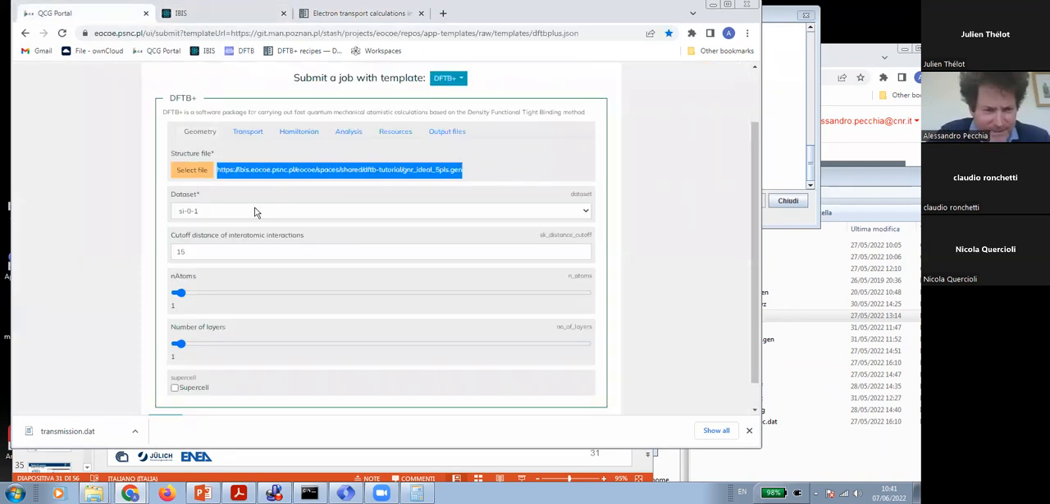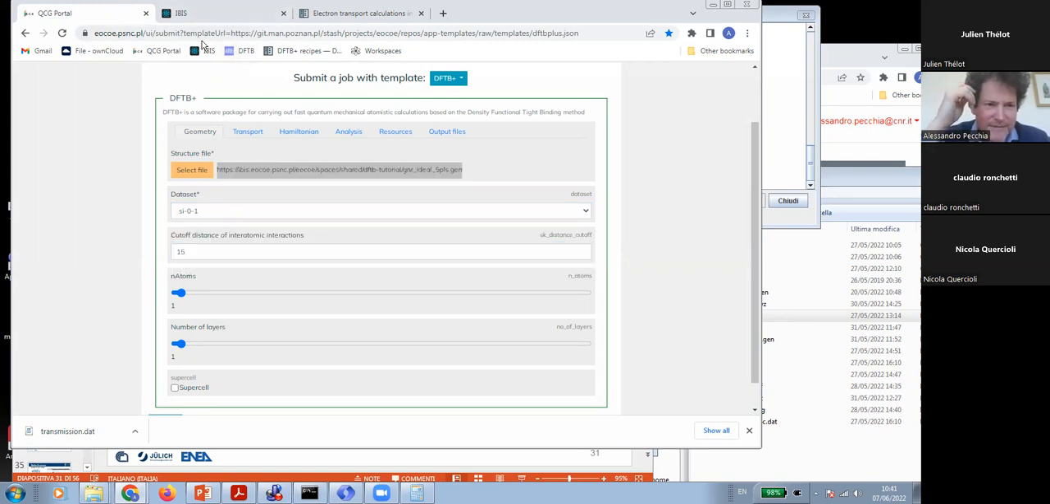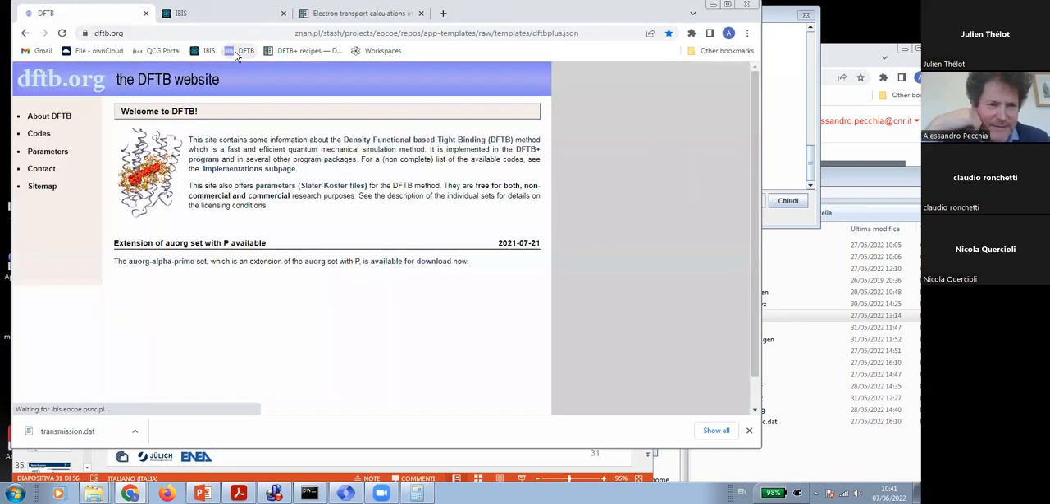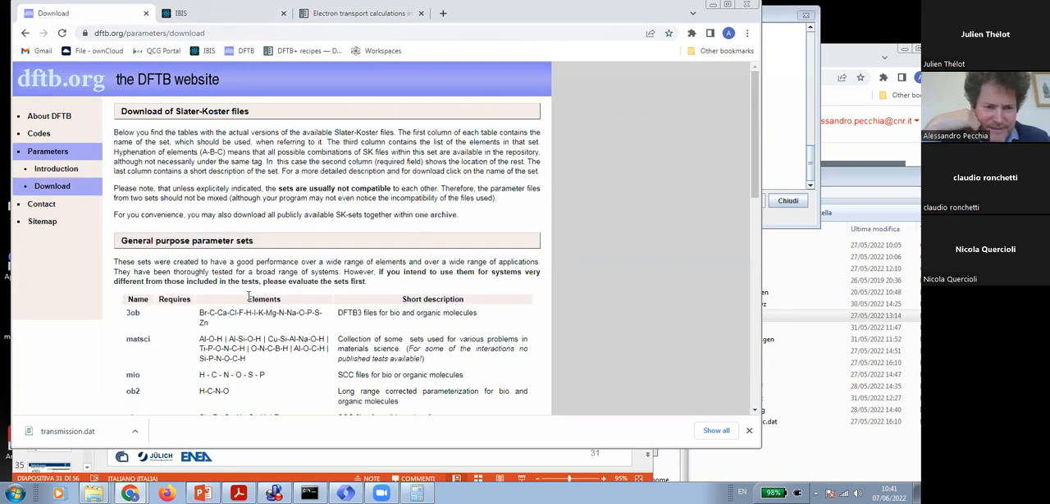So, okay, we have uploaded the structure. We need to select a data set. Now, DFTB is a tight binding. So the good thing is that you can pre-calculate and pre-tabulate the Hamiltonian matrix elements. And they are tabulated and pre-computed essentially and set into some files. And there are different data sets for different materials, some more deep details of that, if you're interested later on, can be obtained from here. All the parameters can be downloaded.